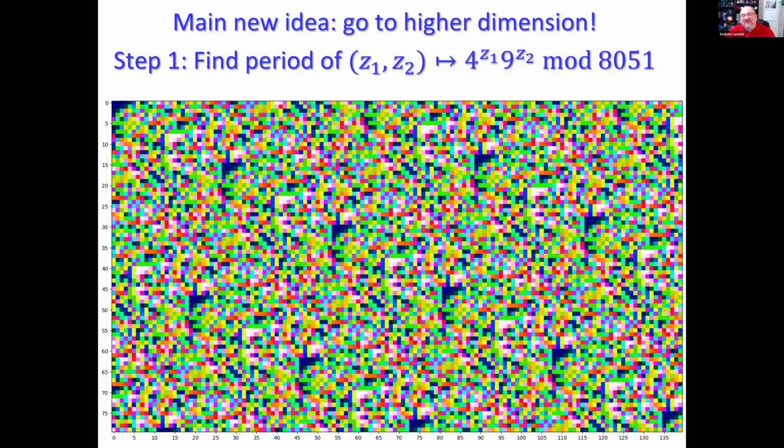I really appreciated the pedagogical quality of your talk, especially using Pomerance's example of 8051 from his high school math contest that he was inspired by. I thought that was a very nice touch.